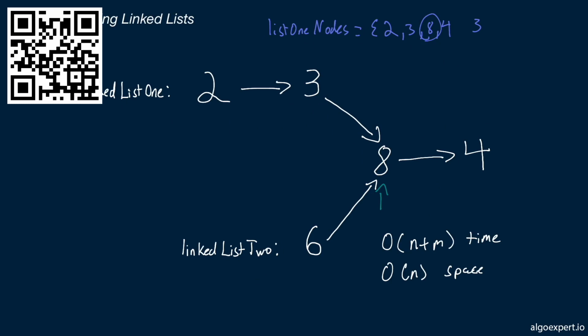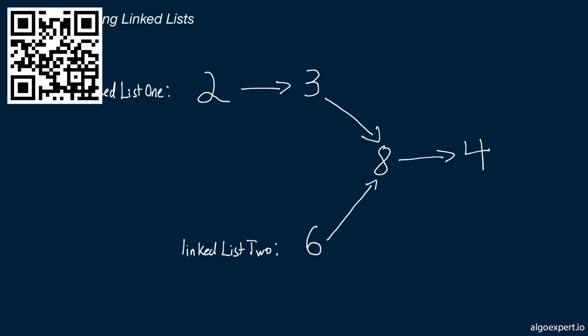Okay, so this solution works, but let's see if we can try to improve it to not need this extra space for the list 1 nodes set. So I'm going to remove all of our markings here, and I want to again approach this problem in the same way, but see if we can do it without needing the extra set.